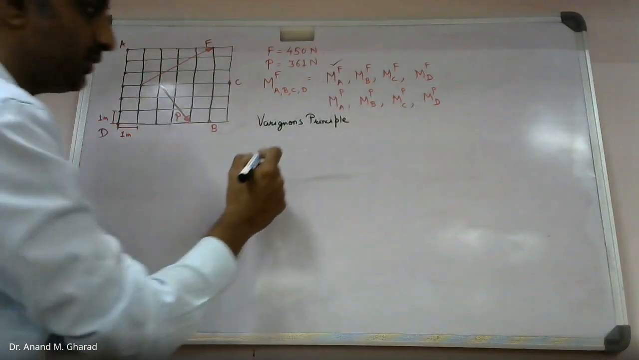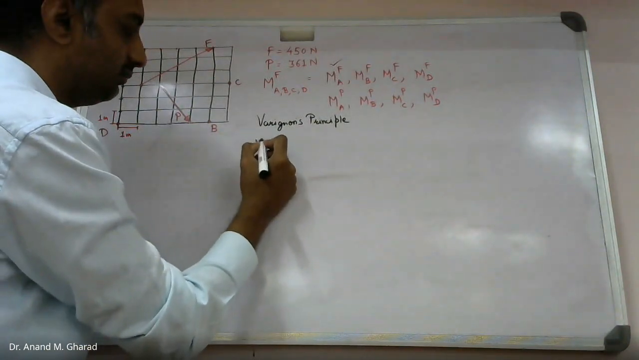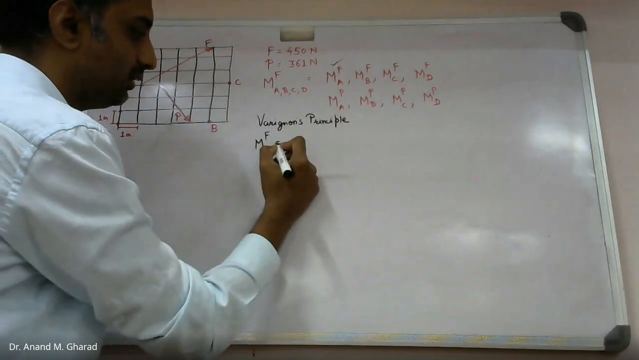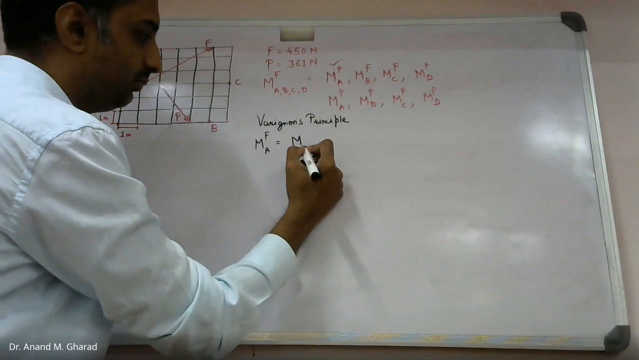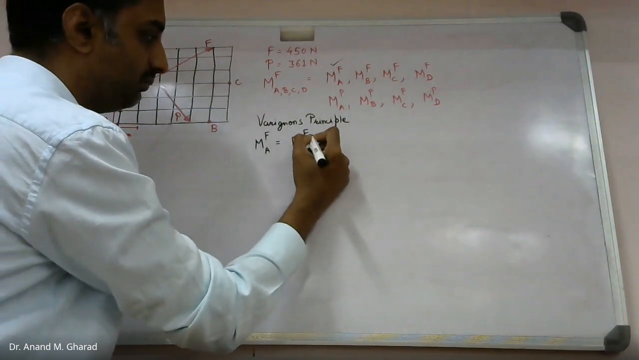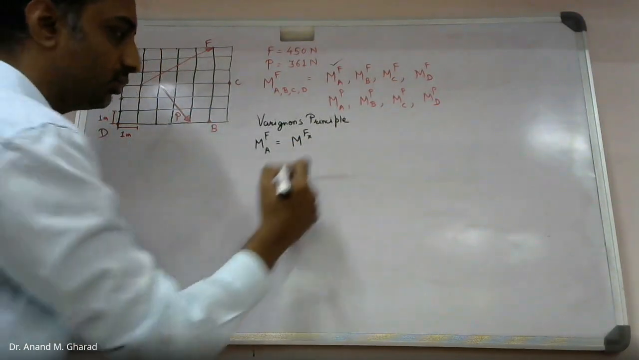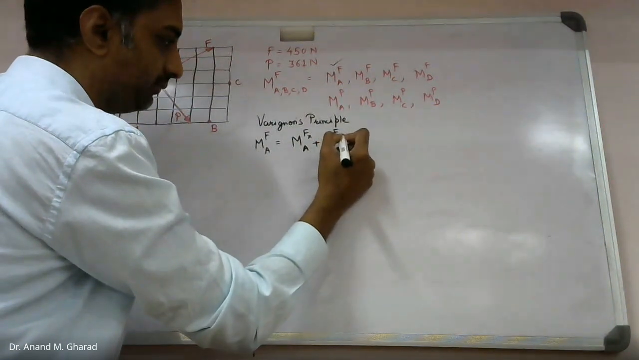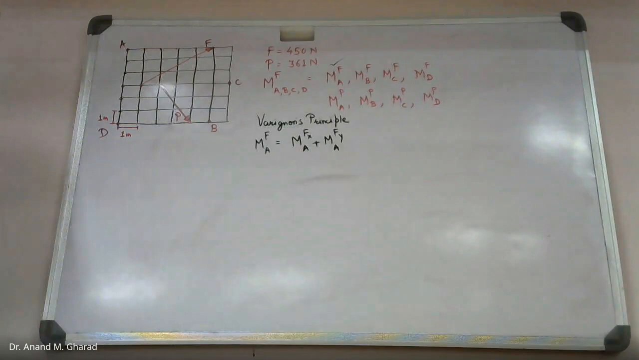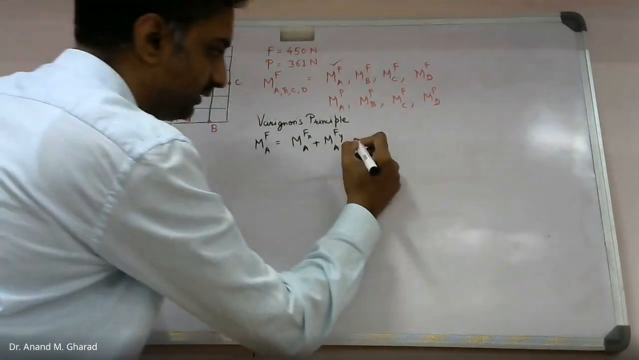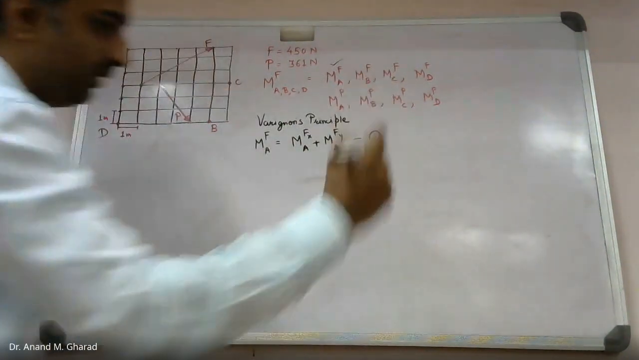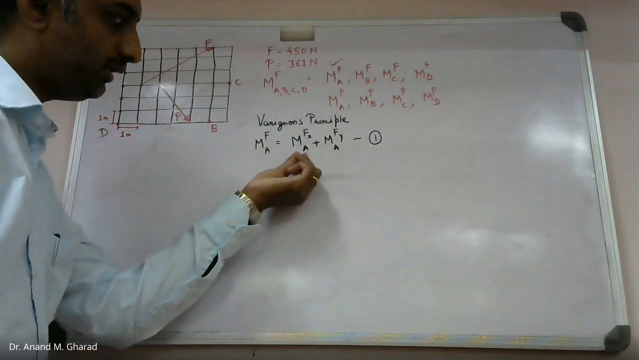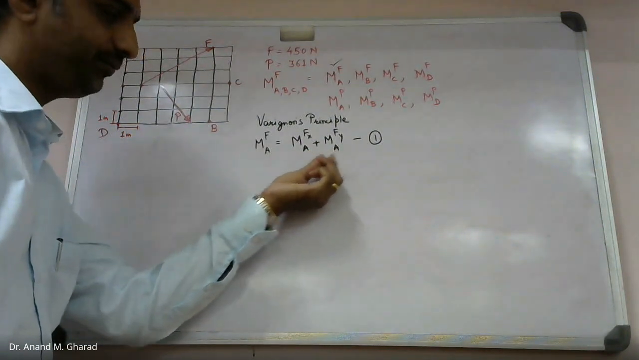What does Varignon's principle suggest? The moment about any point due to a force is equal to the sum of the moments of the components of the force about that same point. Okay, so let me consider this to be equation 1.